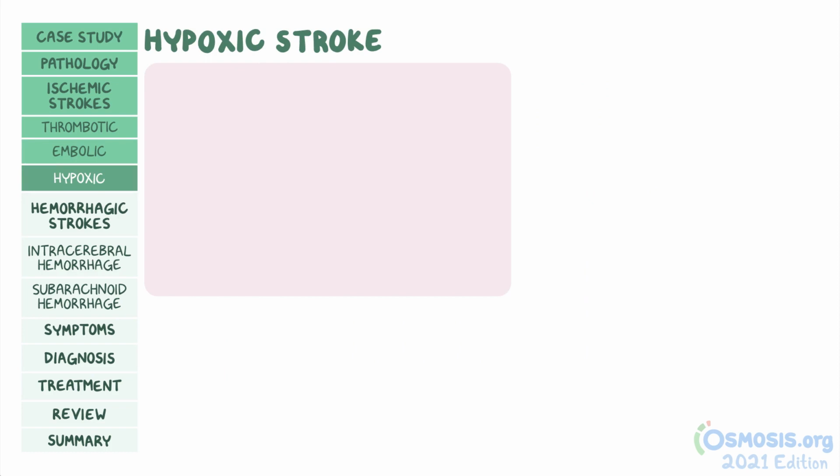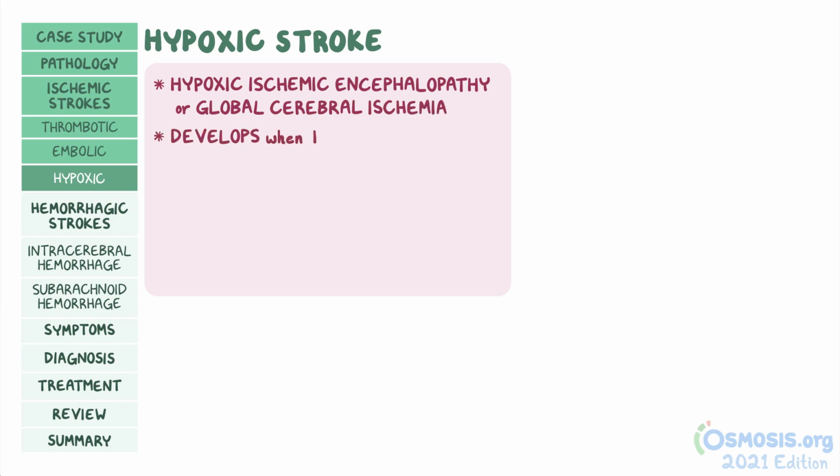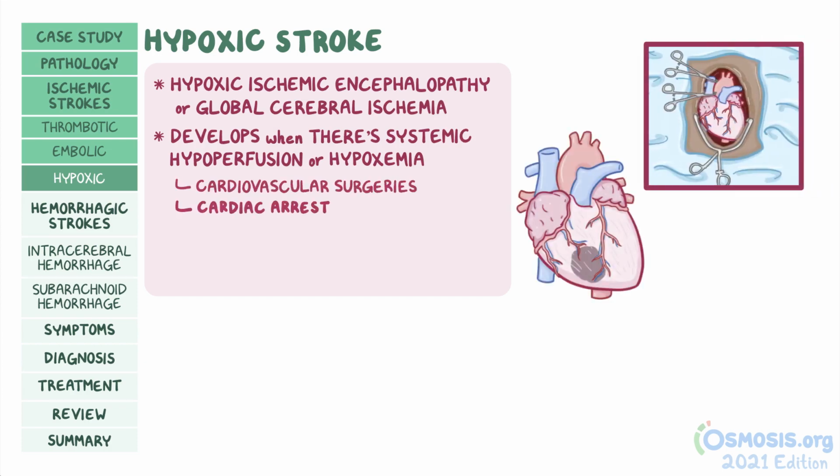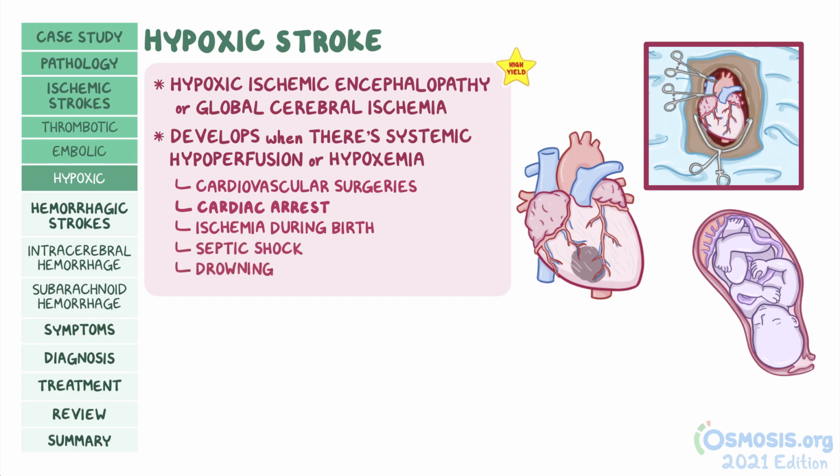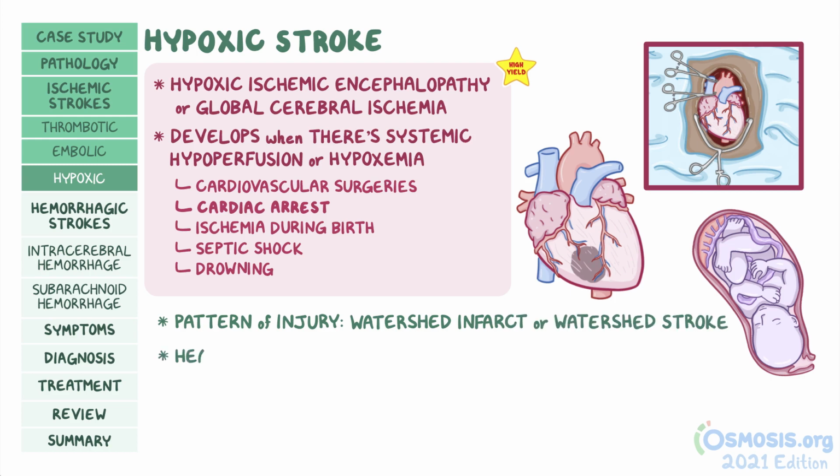Finally, there's hypoxic stroke, aka hypoxic ischemic encephalopathy or global cerebral ischemia, which develops when there's systemic hypoperfusion or hypoxemia. This can occur in cardiovascular surgeries, during cardiac arrest, due to ischemia during birth, and things like septic shock or drowning.